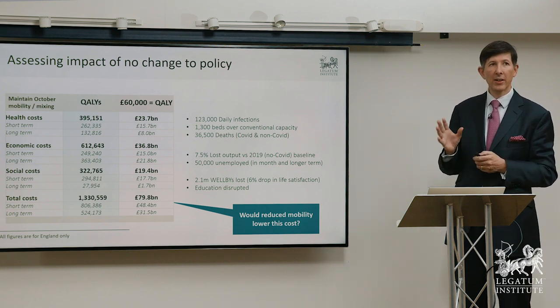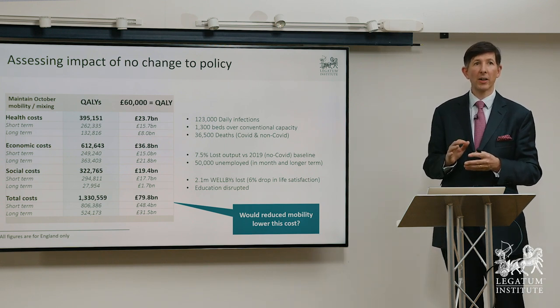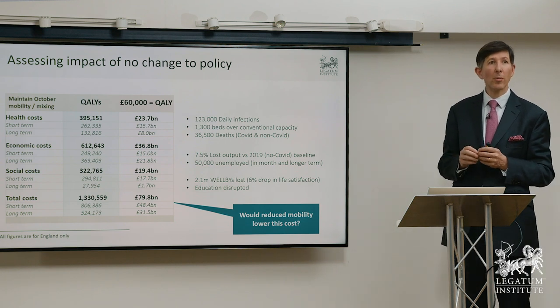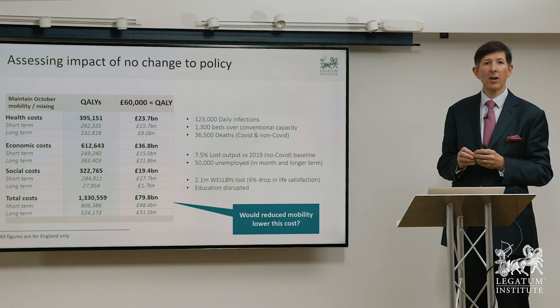So that gives us a sense of the ledger, as it were, for the base case of keeping the tiered approach. And on one level, it's quite a sobering assessment of the scale of the impact of the pandemic in just one month. So we'd say to ourselves, what if mobility were reduced? What would the impact look like? What would the ledger be like if we took a 10% reduction in mobility?